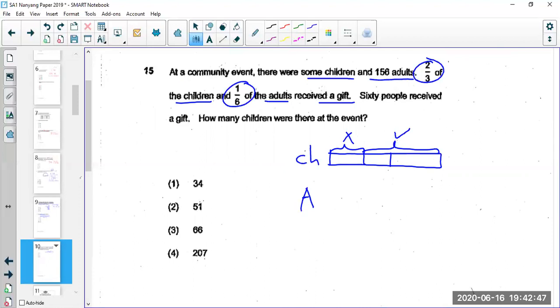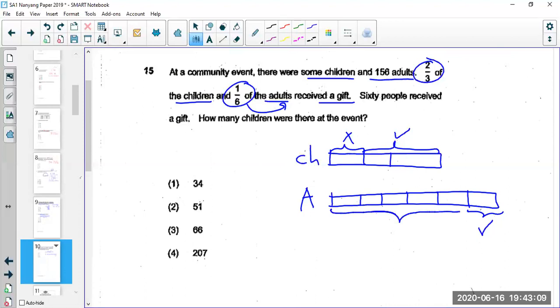Adults, how do you draw the adults? The adults has 6 boxes, so you just draw any length, whether longer or shorter, up to you. Cut it into 6 boxes. So you have 1, 2, 3, 4, 5, and 6. And one box, 1/6, receives a gift. See? I never really solve, just draw the model. And then you have the label, right? Make sure you label your model. So the rest of the adults never receive a gift.